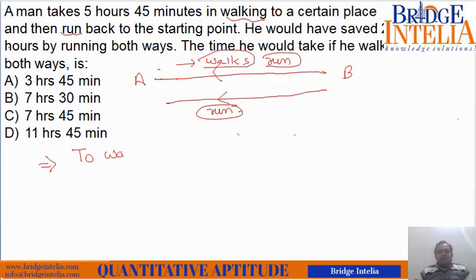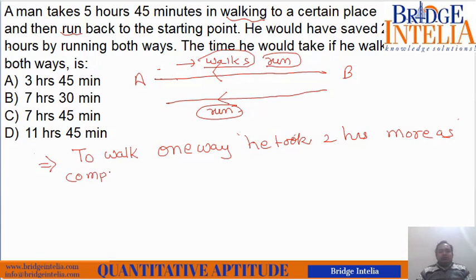to walk one way, he took 2 hours more as compared to running one way, because it is said if he runs both ways, then the difference. So he is already running while returning, so the difference is created in this first half.